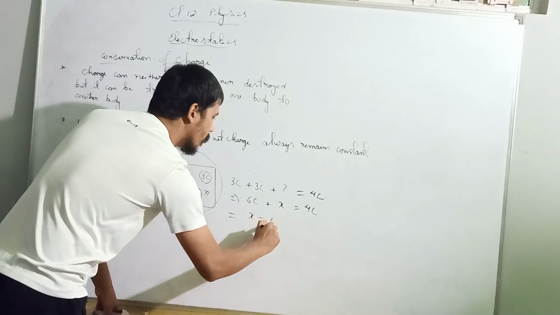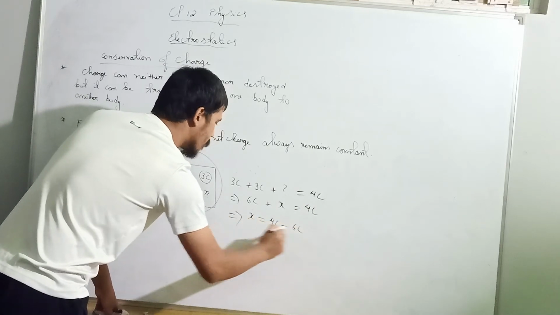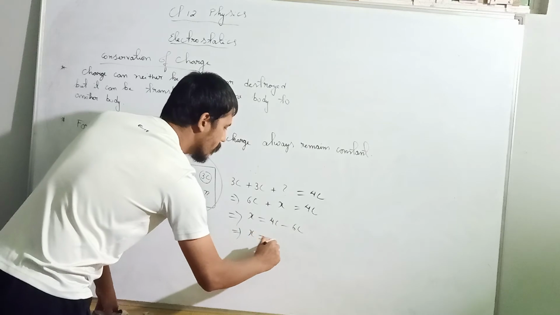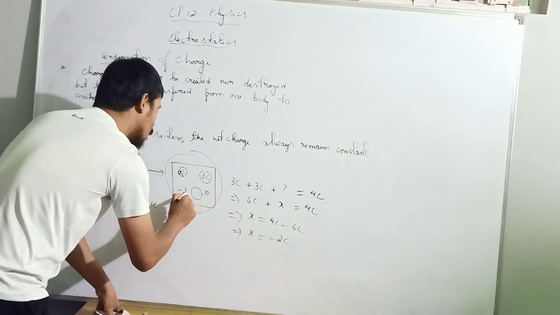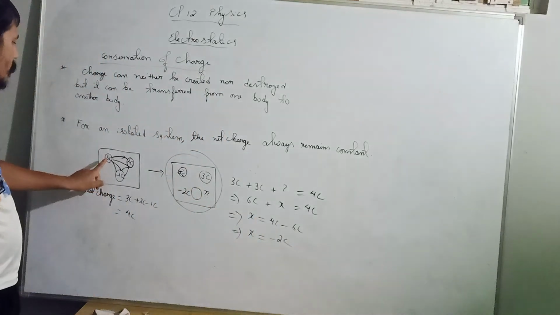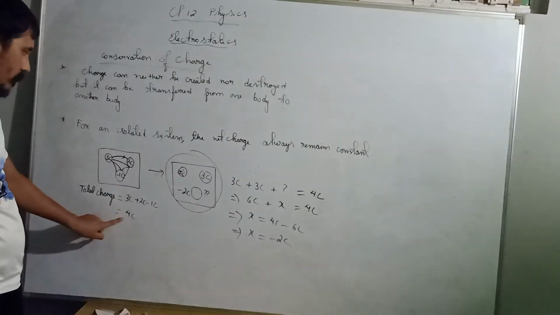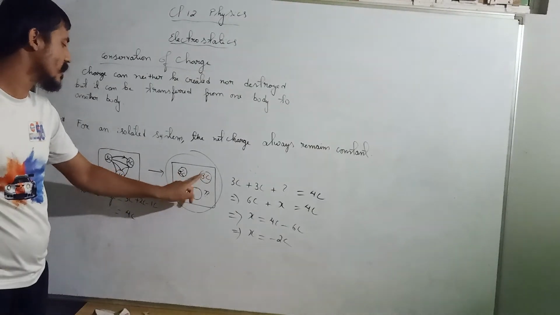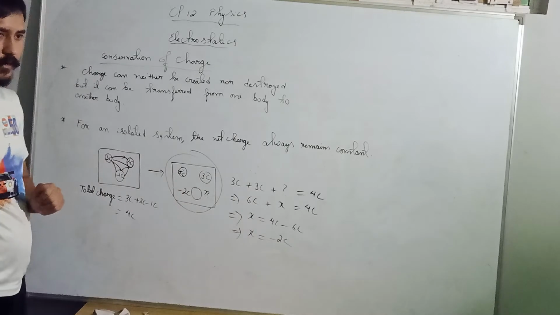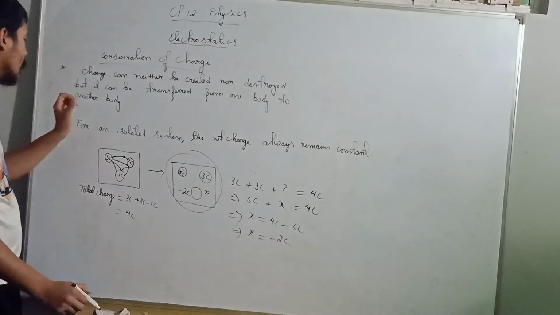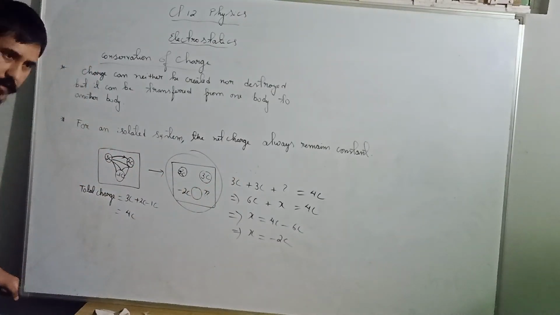So x is equal to 4 coulomb minus 6 coulomb. So x is equal to minus 2 coulomb. Altogether, how many coulombs? 4 coulomb. 3 plus 3, 6, 6 minus 2, 4 coulomb. So for an isolated system, the net charge always remains constant.